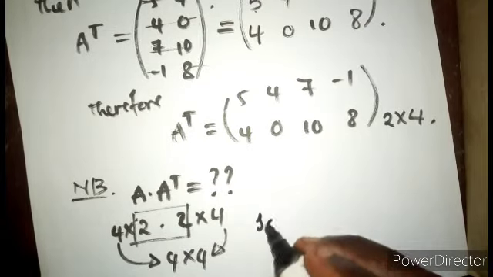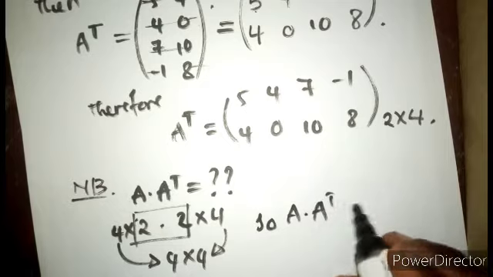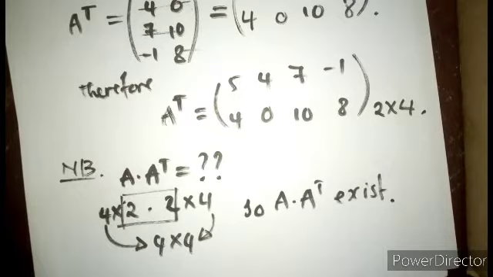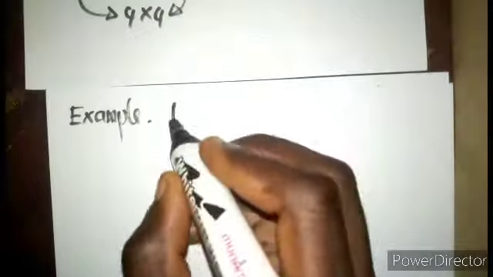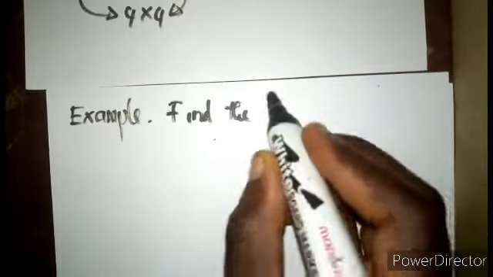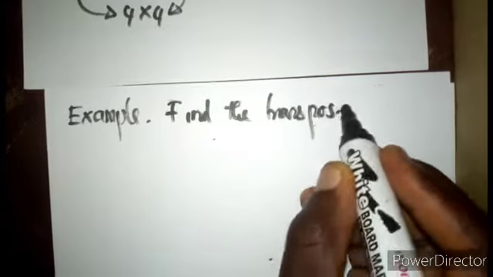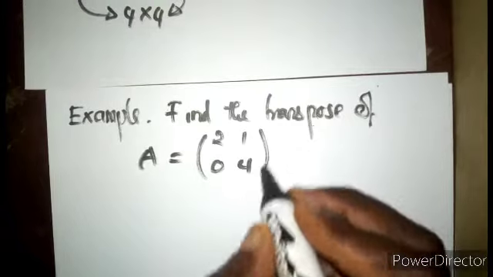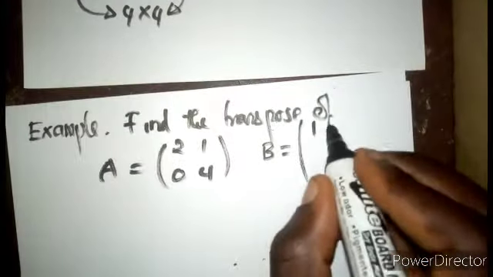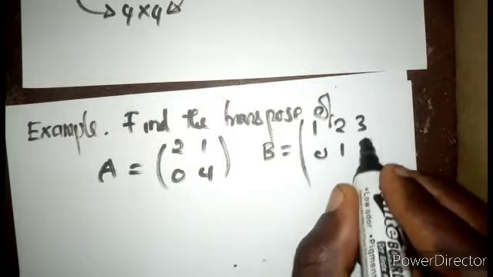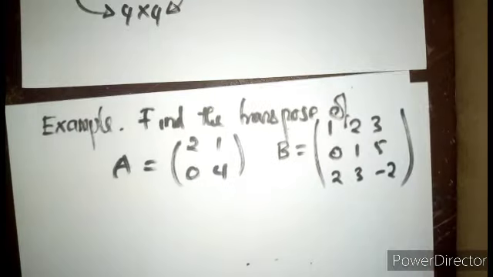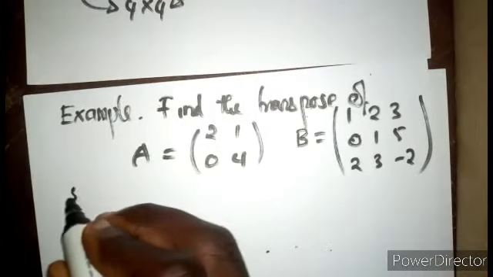So A times A transpose exists. Okay. Find the transpose of A and B. We have a 2 by 2 and a 3 by 3 matrix.